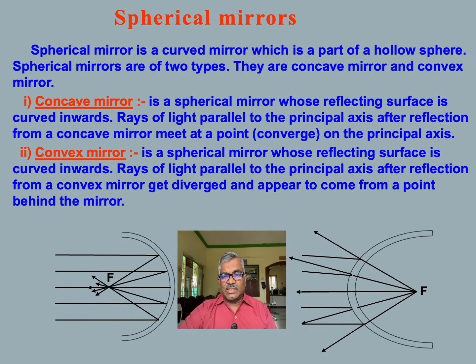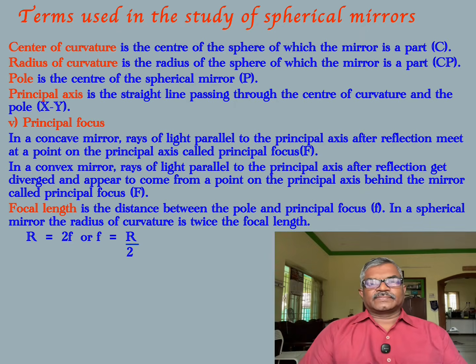A spherical mirror whose reflecting surface is curved inwards, that is, faces towards the center of the sphere, is called a concave mirror. A spherical mirror whose reflecting surface is curved outwards is called a convex mirror. There are two types of spherical mirrors. One is the concave mirror, the other one is the convex mirror.